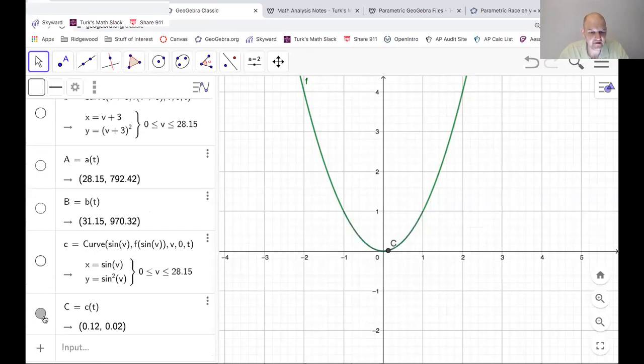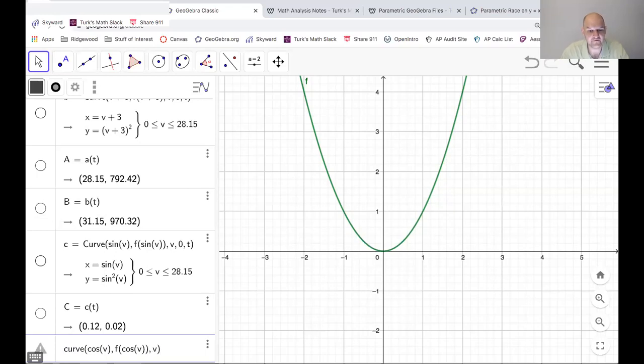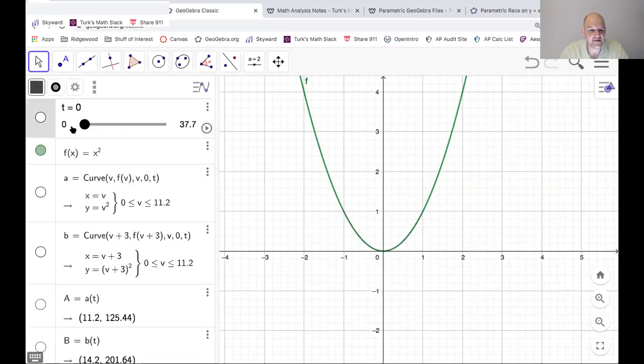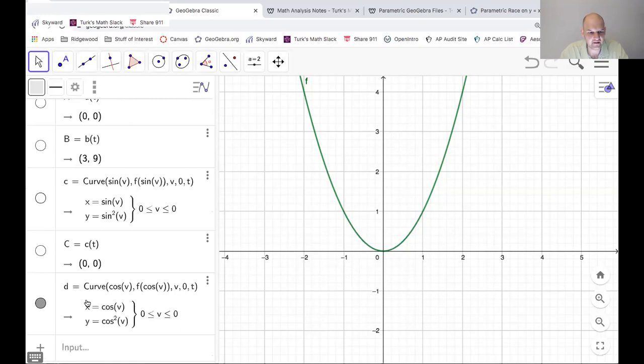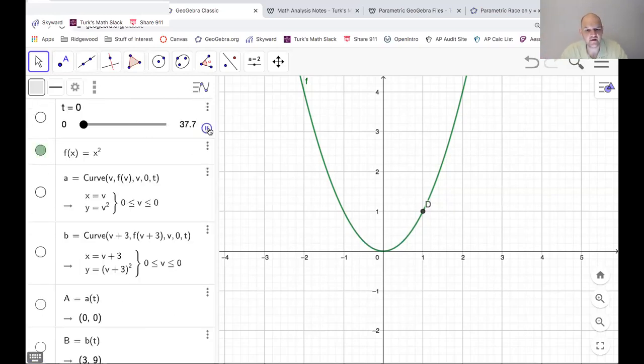So what to do? I'm going to turn off this, turn off this. I'm going to add in a curve, cosine of v, comma, f of cosine of v. V is the parameter, start at 0, go to t. Okay, and then let me put this back at 0. And I need to put a point on there, so I'll do d of t. Okay, so that's where we're going to start. We're going to drop in and kind of go. And you can see it's just kind of rocking back and forth, which makes sense.